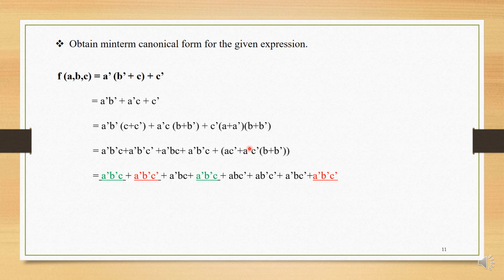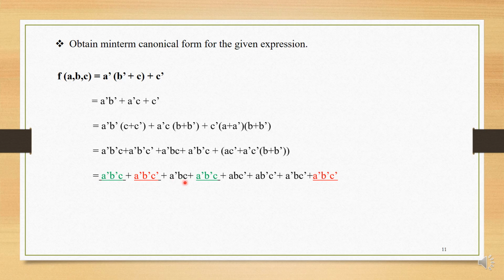The next step, we will multiply these two terms and arrive at the expression as shown here. So it is a bar b bar c plus a bar b bar c bar plus a bar b c plus a bar b bar c plus a b c bar plus a b bar c bar plus a bar b c bar plus a bar b bar c bar.